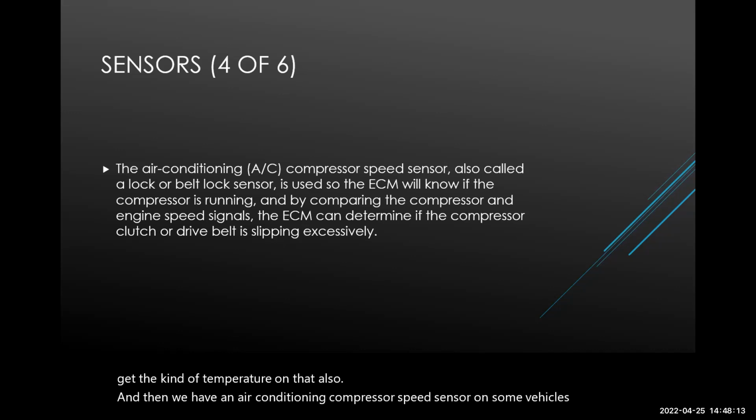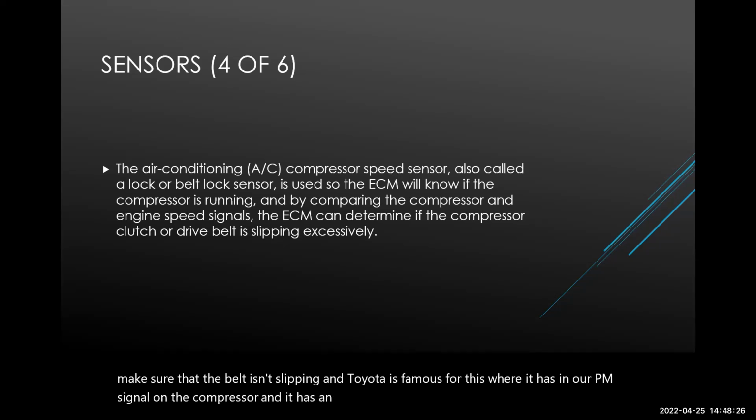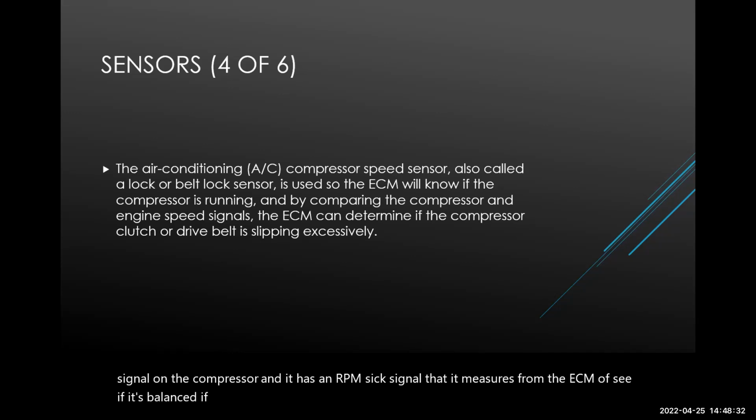This is to make sure that the belt isn't slipping, and Toyota is famous for this, where it has an RPM signal on the compressor, and it has an RPM signal that it measures from the ECM to see if it's balanced. If it sees that that belt is not turning the compressor, then it's going to shut down the compressor.